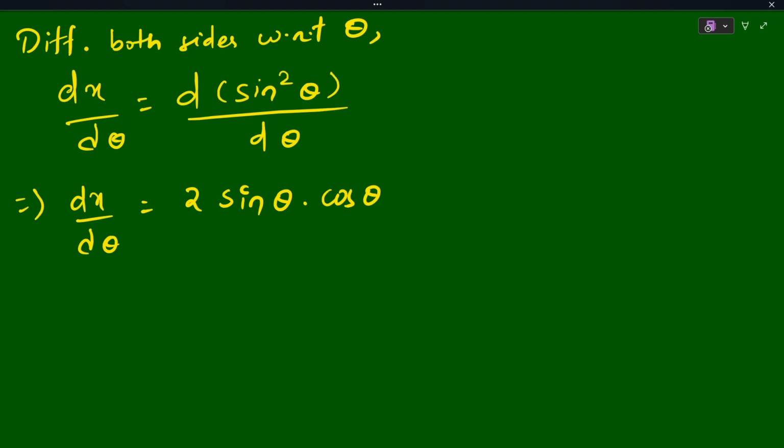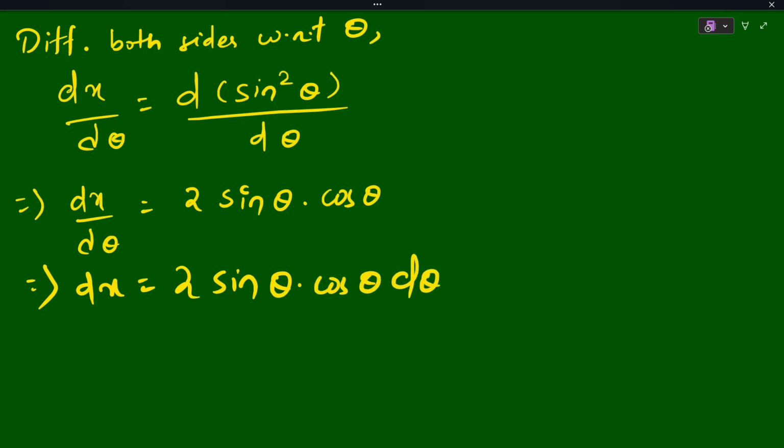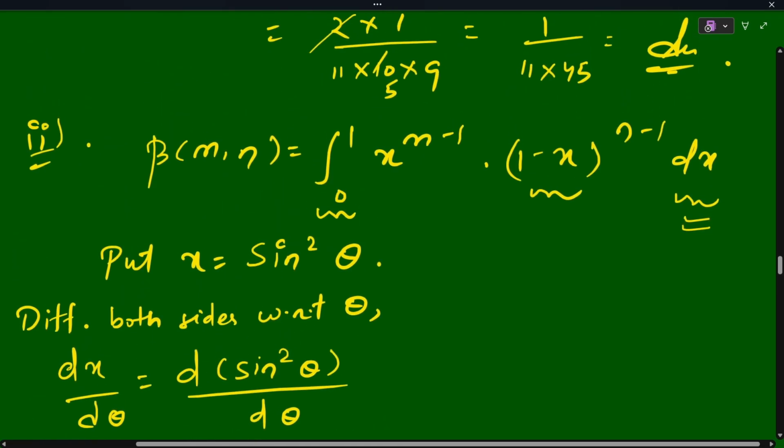Then from here, the dx value is, take this d theta to the right hand side, it would be 2 sine theta into cos theta d theta, right? So I got the substitution for dx.